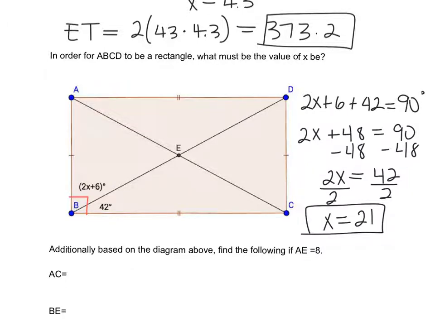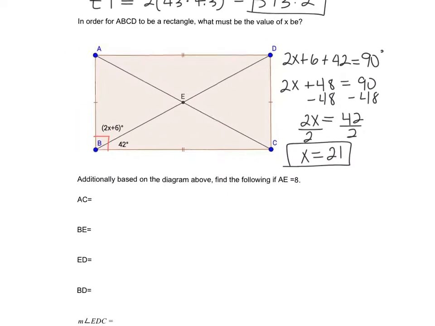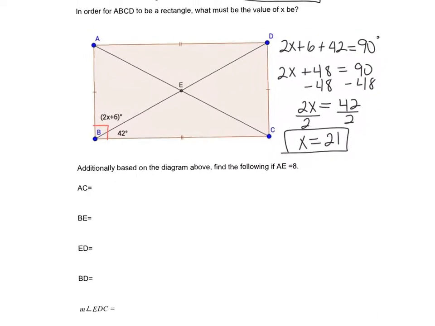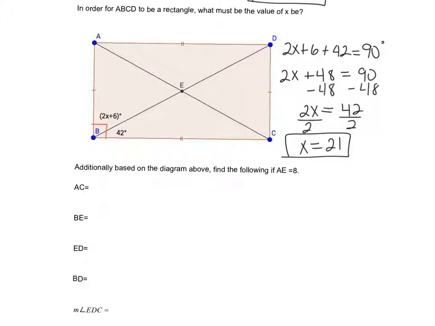Next, we're going to use the diagram as well, along with the information that AE equals 8 to solve for some values and side lengths. So we know that AE is 8. Remember, diagonals are congruent and bisect each other, which means those are all congruent to each other, which means AC, which is my entire diagonal, is going to be 2 times 8, which means it's going to be 16.